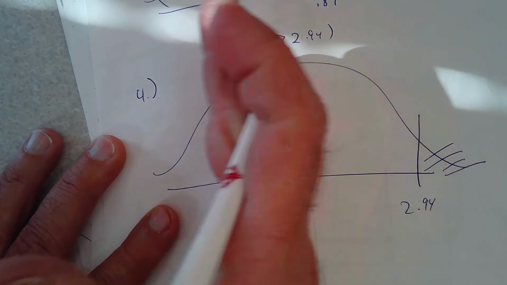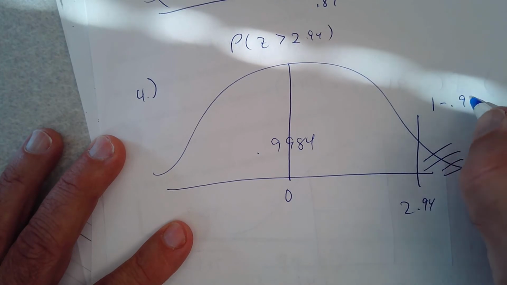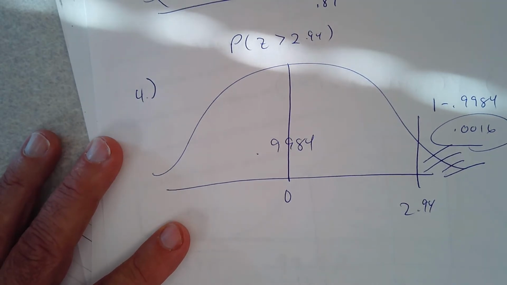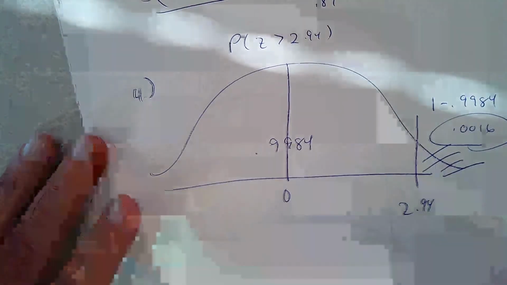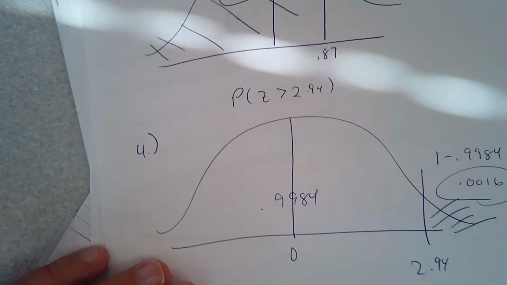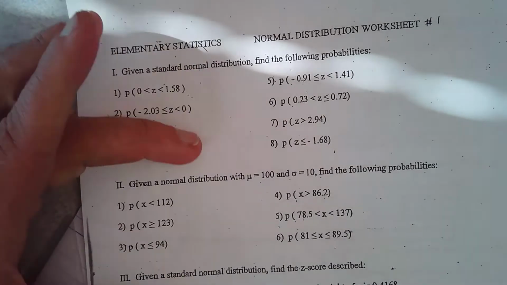So we know that the normal distribution, the whole curve is 100%. So if I subtract from 1, the probability that you're going to score greater than 2.94 standard deviations is extremely small. Less than 1% chance, as the picture tells us. So drawing the picture helps you figure out the probability. So that's what you have to do in part 1, is find probabilities.